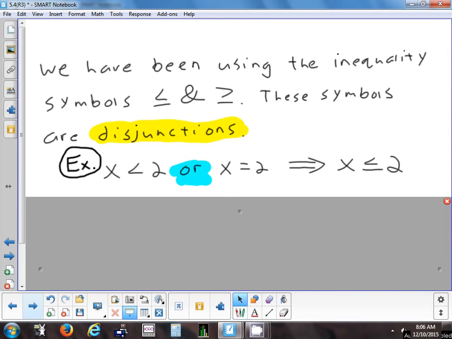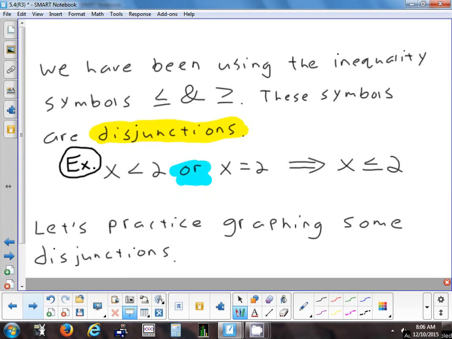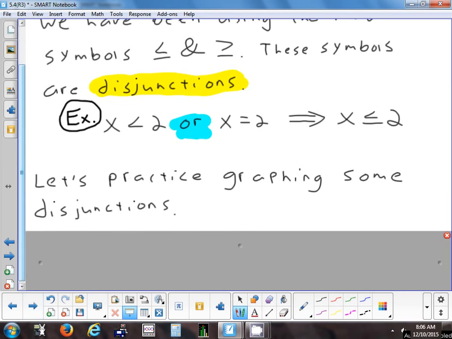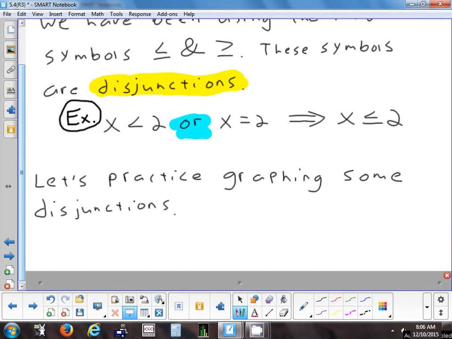So anytime we graph something that has this symbol in it, we're really graphing two things. We're graphing where x equals 2, and we put a dot. And then we're graphing where it's less than 2, and we shade with an arrow. Okay, that's the two parts. All right, so these are disjunctions. So we'll practice, we'll graph maybe one of the basic disjunctions, and then we'll get into the ones that were on your homework. Okay, a little harder.